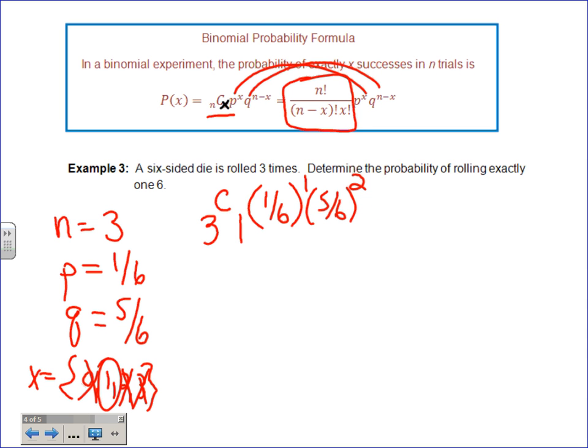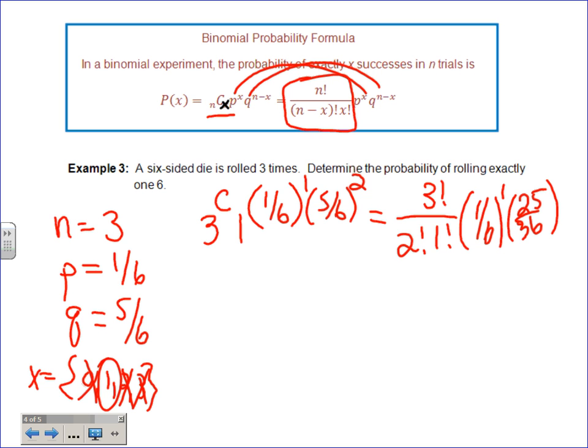Well, let's start doing this. Well, n is what, 3? So 3 factorial over n minus x, that's 2, right? That's right here, n minus x. So 2 factorial, 1 factorial, times 1/6 to the first. Is it okay if I just write 25 over 36 for that? Squaring it, everybody's good with that? Yeah? So yeah, this turns into 25 over 36, right?